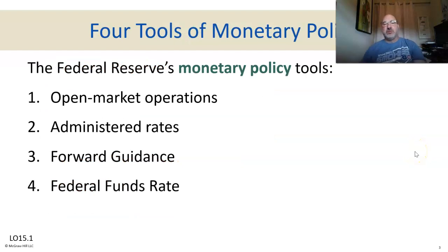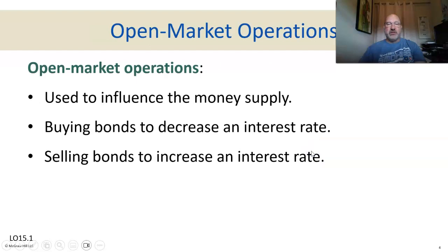We have 4 tools of monetary policy, and they are open market operations, the administered rates, forward guidance, and the federal funds rate. So let's look at each one of these.